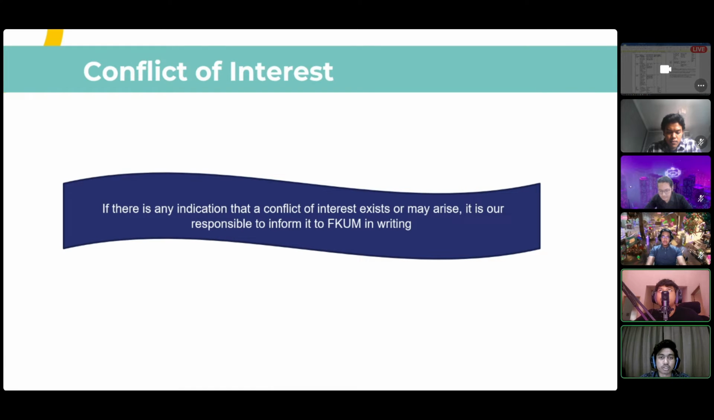Next. For the conflict of interest, if there is any indication that a conflict of interest exists or may arise, it is our responsibility to inform FKUM in writing. So that is one of our guarantees.